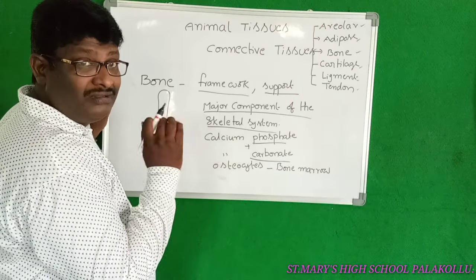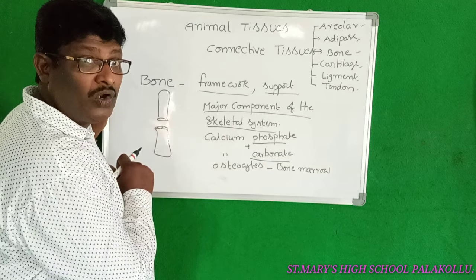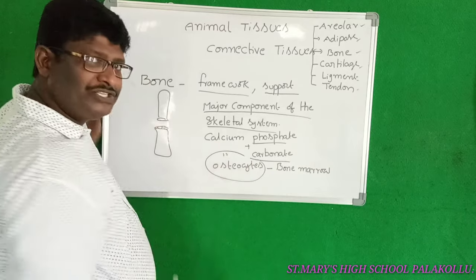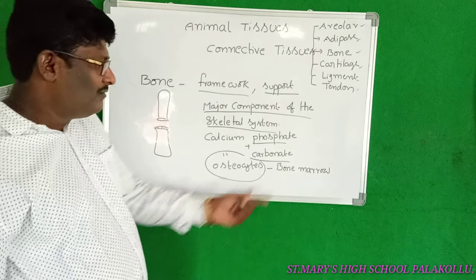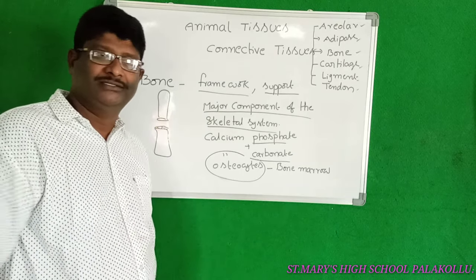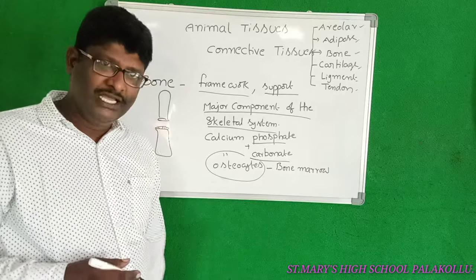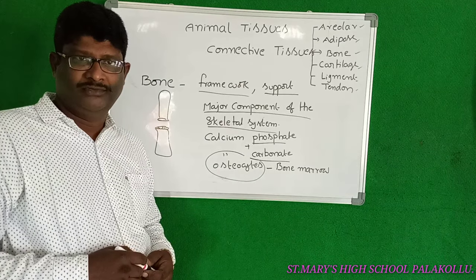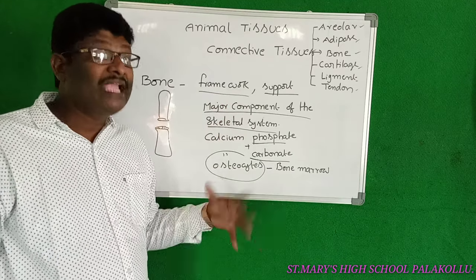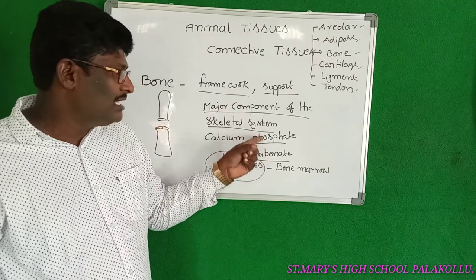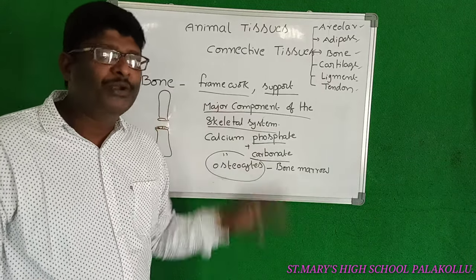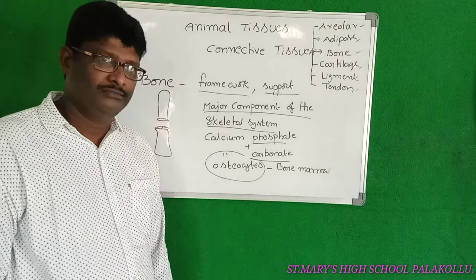In the bone there are some cells. The cell's name is osteocytes. From this bone marrow only, the RBCs are produced. Red blood cells are produced from this bone marrow. Okay? Bone is also one type of connective tissue. It is made up of calcium carbonate and also calcium phosphate. It is used for support. It is the main component of the skeletal system. Okay, next.